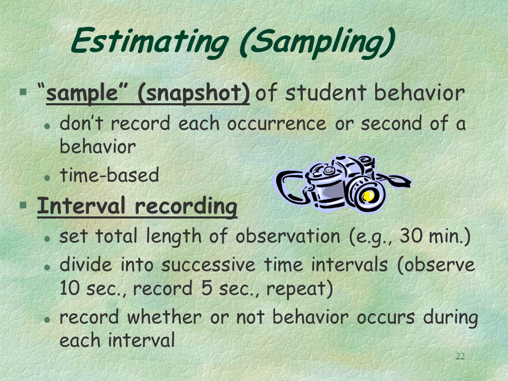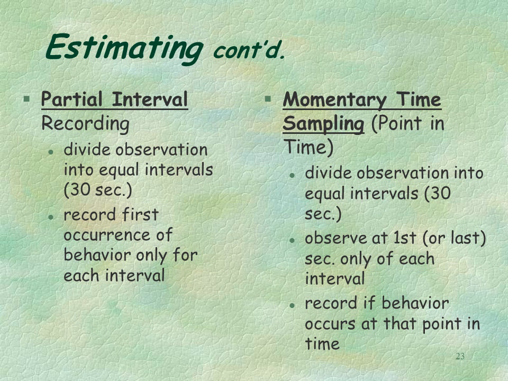Partial interval recording and momentary time sampling are for different things. Partial interval recording, typically you're going to use it with a high frequency behavior, so it's something that you would typically count the number of times the behavior occurs. But for whatever reasons, counting is not real practical. Partial interval recording will give you a good measure of the behavior. Momentary time sampling is used when you want to estimate the duration of a behavior. Duration recording and momentary time sampling, if they're both done correctly, will give you very similar information.